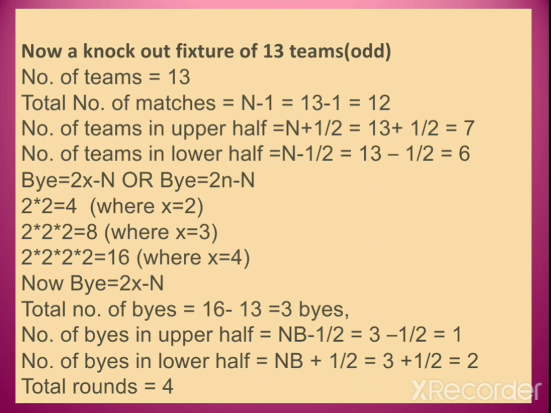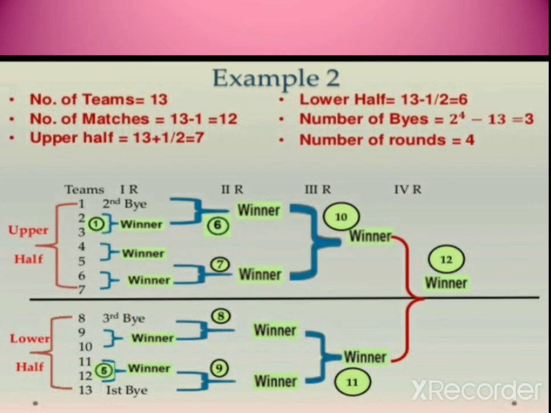Then we will see how to make the fixture. So here is an example to make the fixture of 13 teams. Number of teams 13, number of matches we have calculated 12, upper half 7 teams, lower half 6 teams. Number of byes 2 to the power 4 minus 13, equal to 3 byes. Number of rounds equal to 4, because of 2 to the power 4.